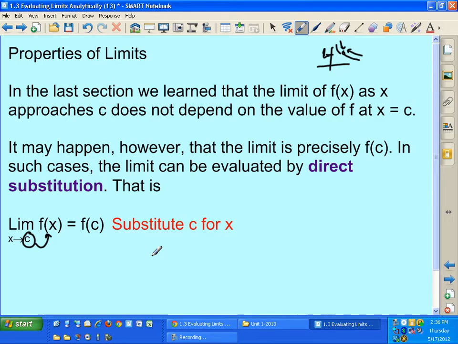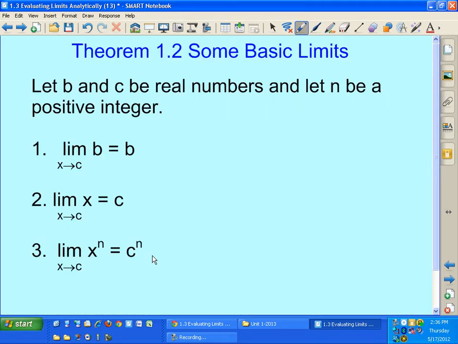Then there are some properties, where b and c are real numbers. If we are approaching the value c, but the function is a constant, say that's our b value, then as we approach c from the left and the right, it doesn't matter that the function is a constant. As we approach that c value, our limit will always be b.